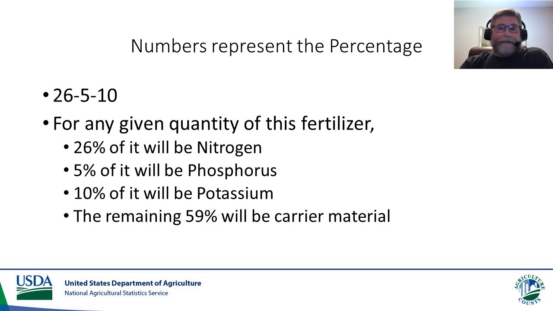What this means is that for any given quantity of this fertilizer, 26% of it will be nitrogen, 5% of it will be phosphorus, 10% of it will be potassium, and the remaining 59% will be the carrier material.